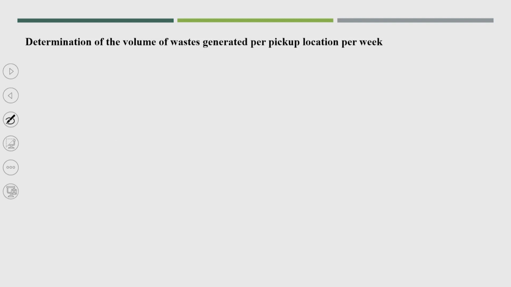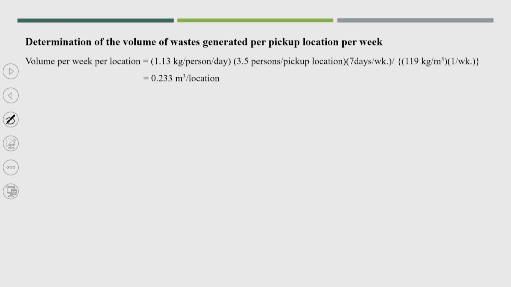Now, determine the volume of waste generated per pickup location, to calculate the volume of the vehicle. For the volume per week per location, we took the per capita generation multiplied by the number of people residing in that particular location, 3.5, and because it is once a week collection, we multiply it by 7, which gives the quantity of solid waste. We divide by density, which is given as 119 kg per meter cube. In that way we can calculate the volume per week per location.